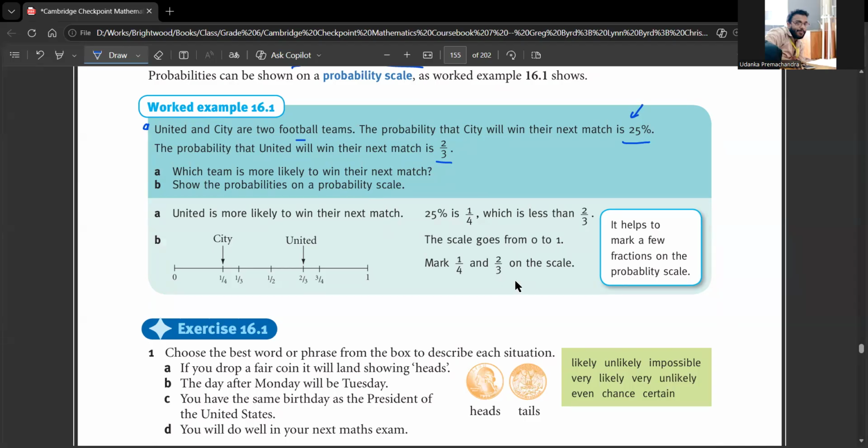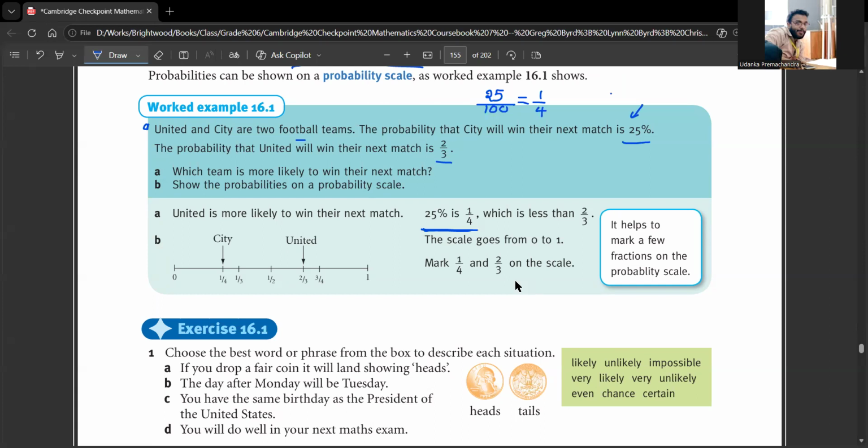If you consider 25% as a fraction, 25% is 25 over 100. Clear? You can take it as 1 over 4.